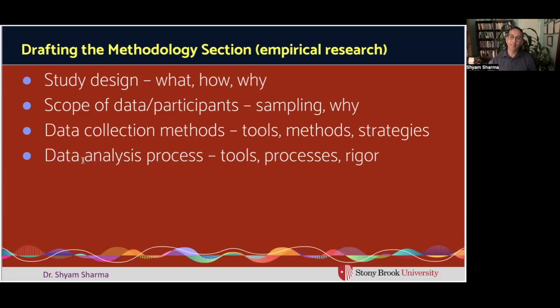And finally, the data analysis process, which is after collecting the data, how did you analyze it? Did you organize it in a certain way? Did you process it? Did you use certain tools to do the analysis that is different from the collection process? And how did you establish the rigor in the analysis process? Because you can not only make mistakes in the collection process, you can also make mistakes in the analysis process. Invalid measurement as well as invalid collection can cause problems in the data.